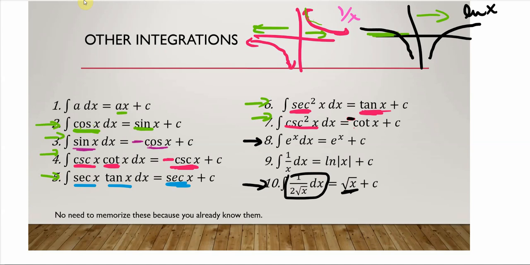So right here, what do you notice? That my slope is going to be decreasing. So the ln of the absolute value of x. By putting the absolute value, you're making the picture appear on both sides.